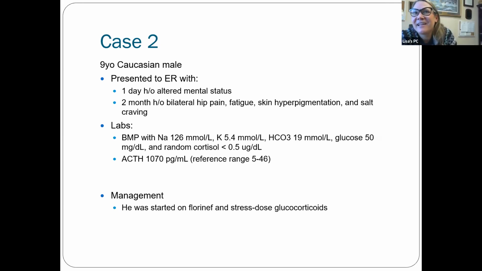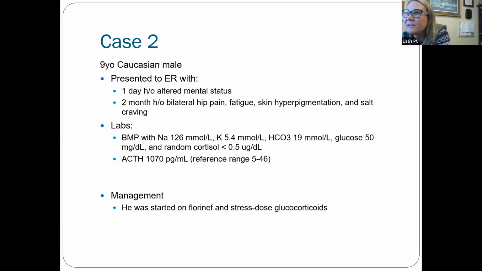So case 2: this is a 9-year-old Caucasian male who presented to the ER with a 1-day history of altered mental status and a 2-month history of bilateral hip pain. In the ER, they got a set of electrolytes. He was hyponatremic, hyperkalemic, somewhat acidotic, and hypoglycemic. They did a random cortisol, which surprisingly comes back real quickly in the ER, but it was less than 0.5, so it was undetectable. The ACTH didn't come back till later, but with that random cortisol in that presentation, we were pretty sure he had primary adrenal insufficiency, especially with that skin hyperpigmentation.